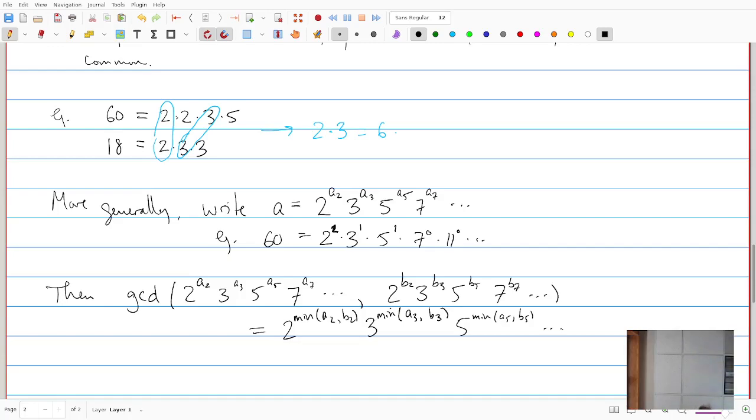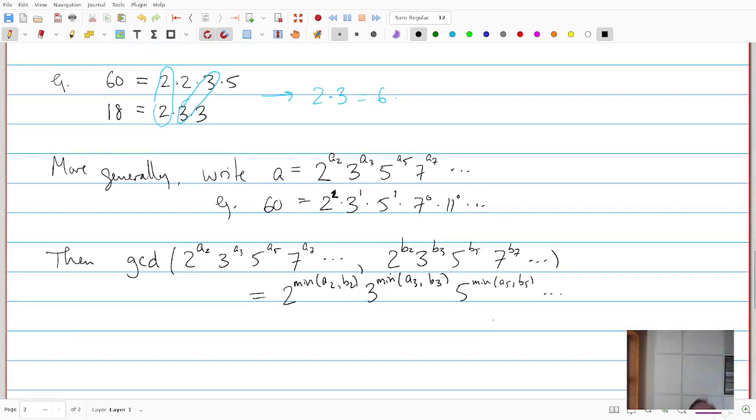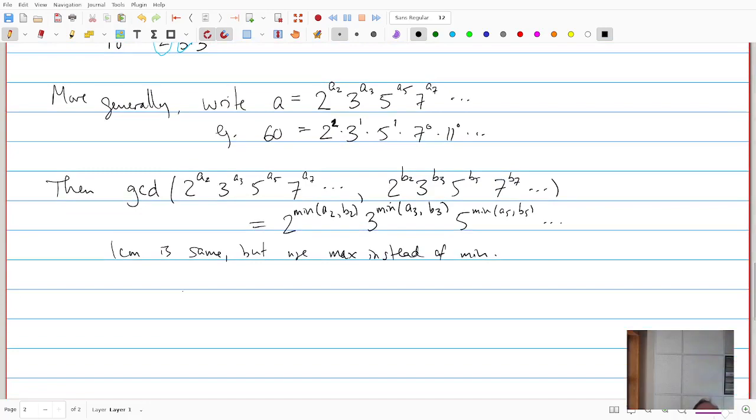LCM is the same except we use max instead of min. And incidentally, this shows that the GCD of A and B times the LCM of A and B equals A times B. And I'll let you think about that.